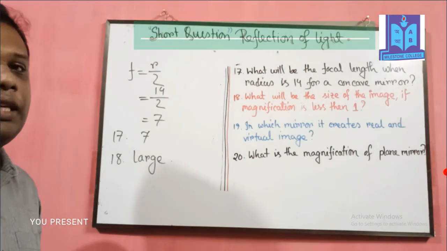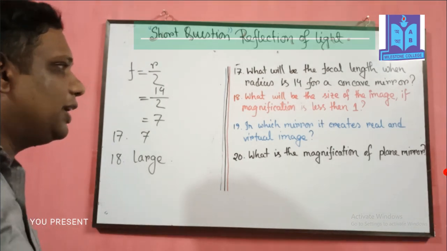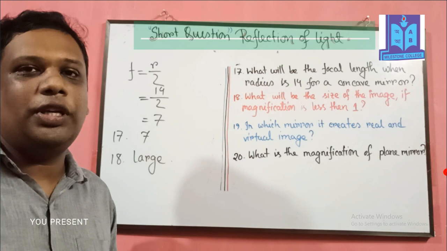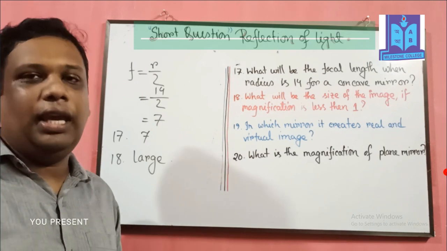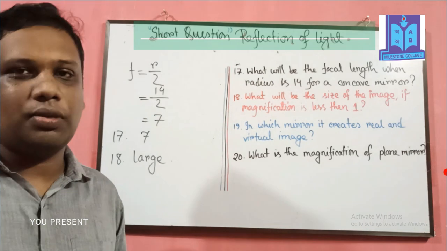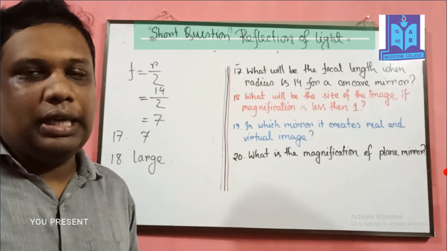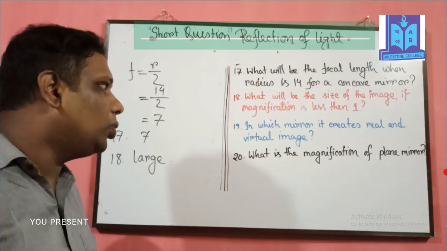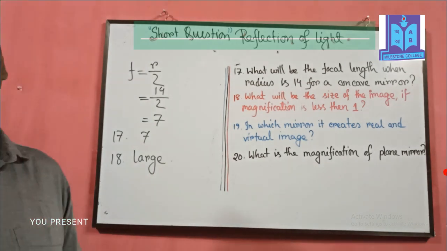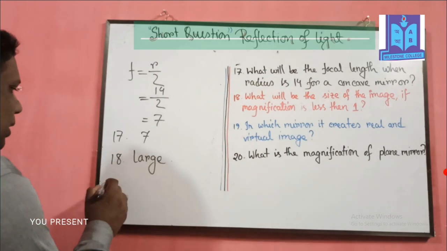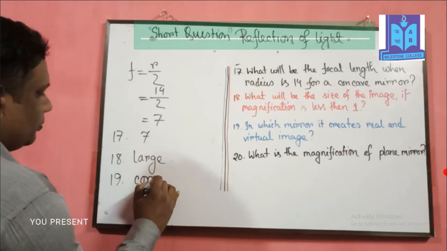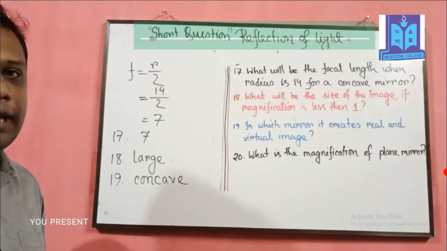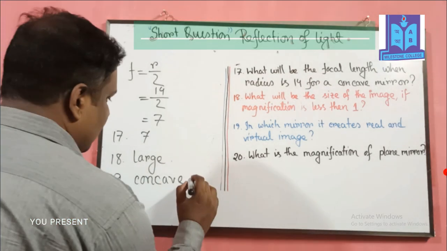Now question number 19, my dear students, in which mirror it creates the real and virtual image? We know, my dear students, we have the two kind of mirror, which is plane mirror and spherical mirror. In spherical mirror, we also have two kinds of mirror, which is concave and convex mirror. In that case, the concave mirror is a kind of mirror where both virtual and real image creates. So the answer will be concave for question number 19. So my dear students, you have to write the concave mirror.